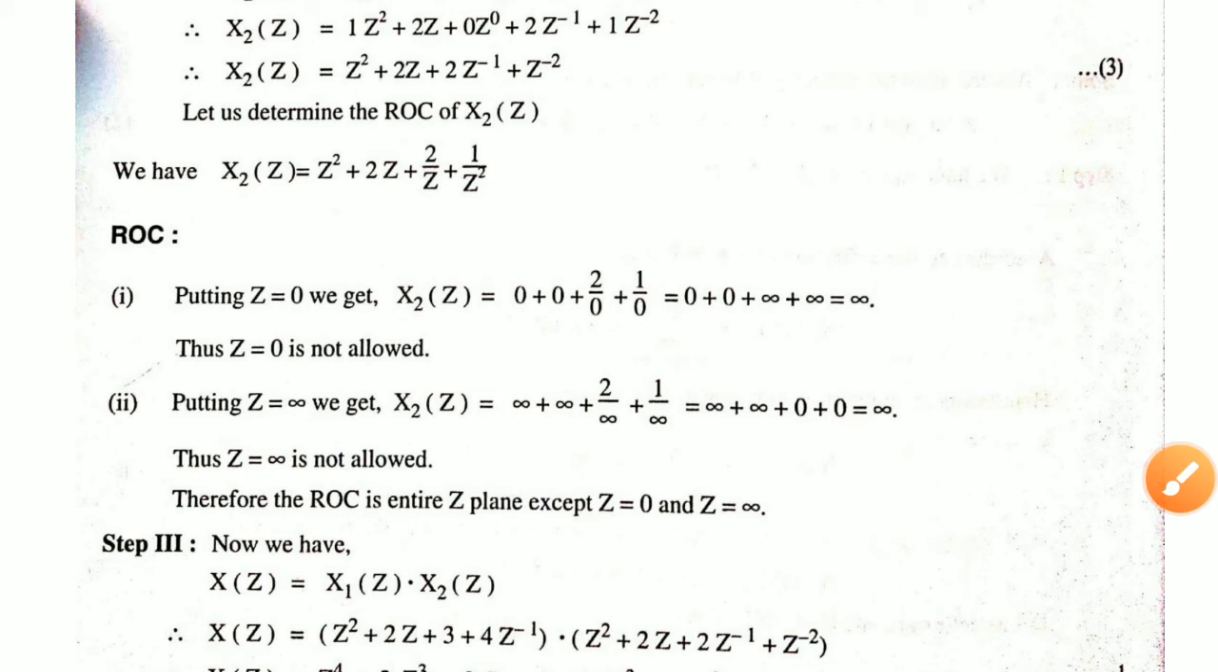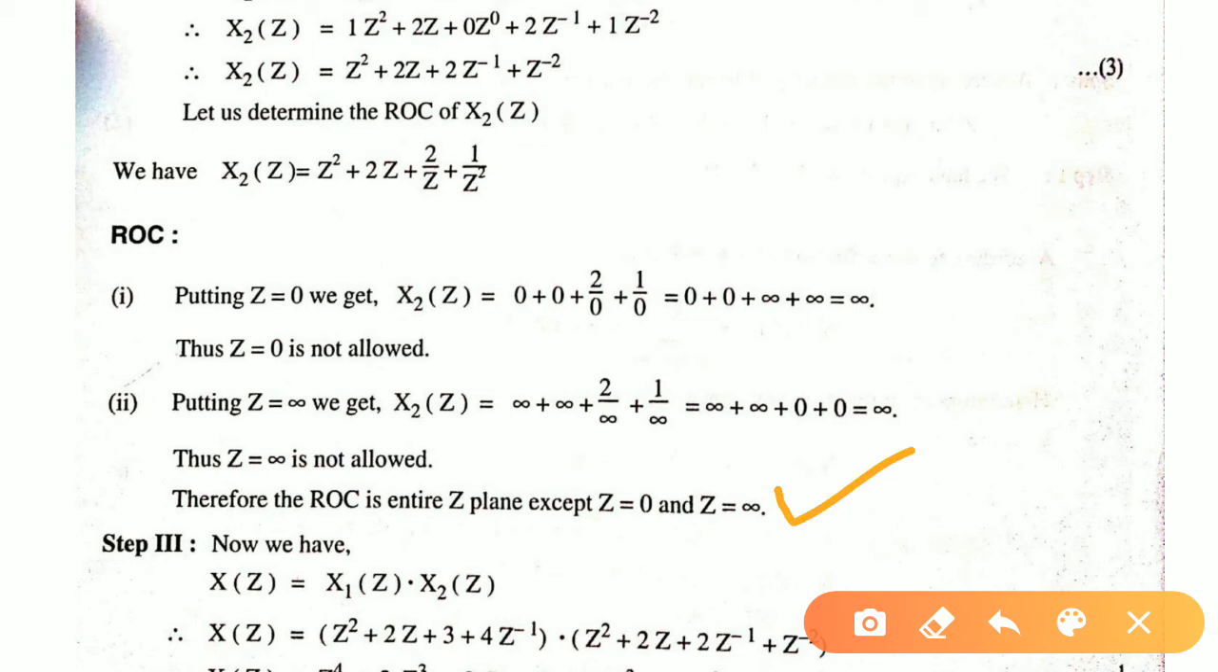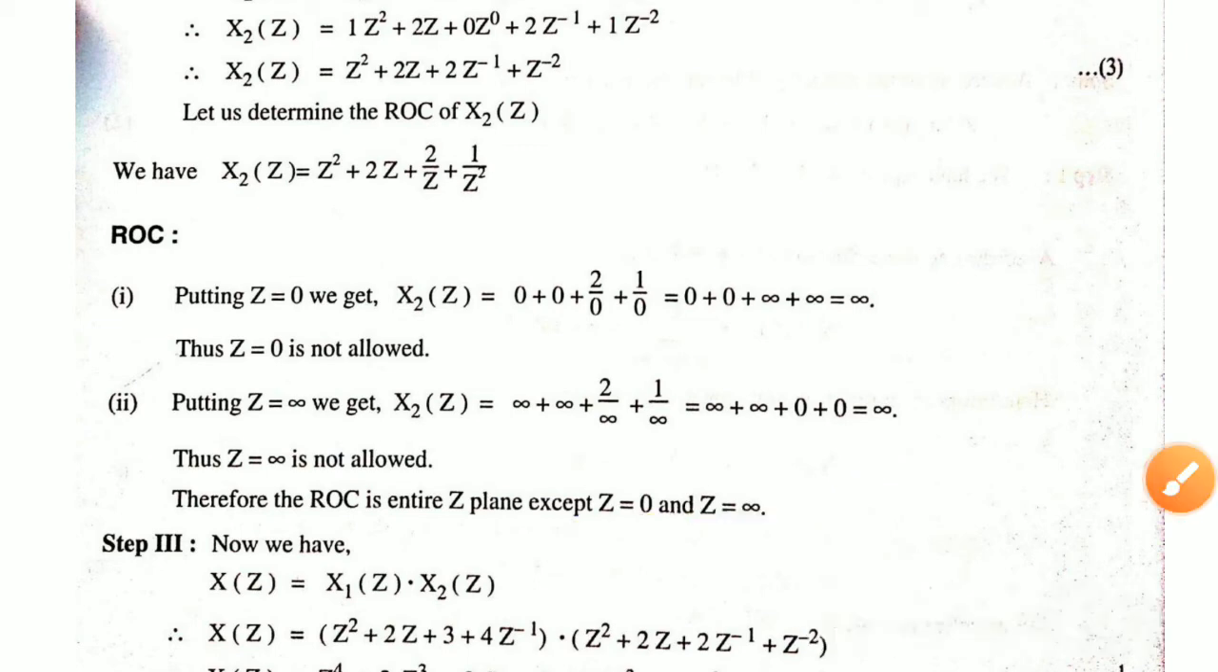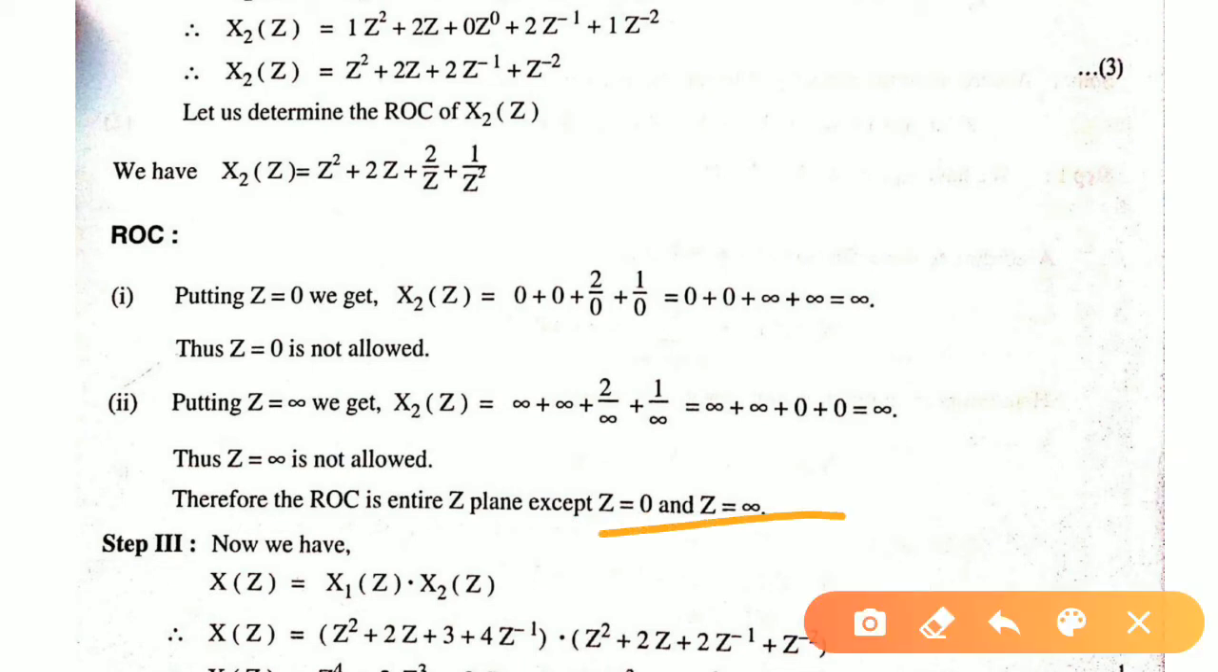So what is our final line? The line shows that the ROC is the entire z plane except both z equal to 0 and z equal to infinity, because for both values we are getting an infinite value. But ROC wants a finite value. There should not be an infinite value. ROC wants a finite value.